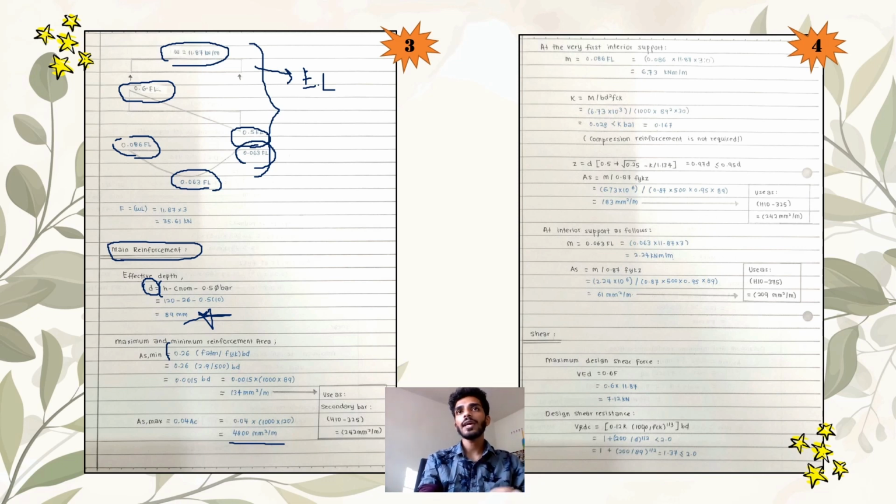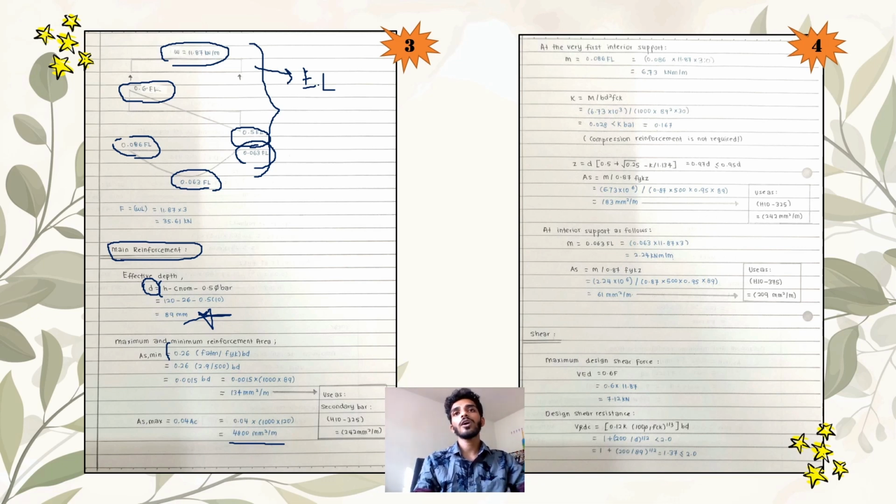So the next step will be at the very first interior support. So we're going to identify M equals 0.086 FL. How are we going to insert the values? 0.086 times 11.87 times 3.0, and we will be able to get 6.73 kNm per m.